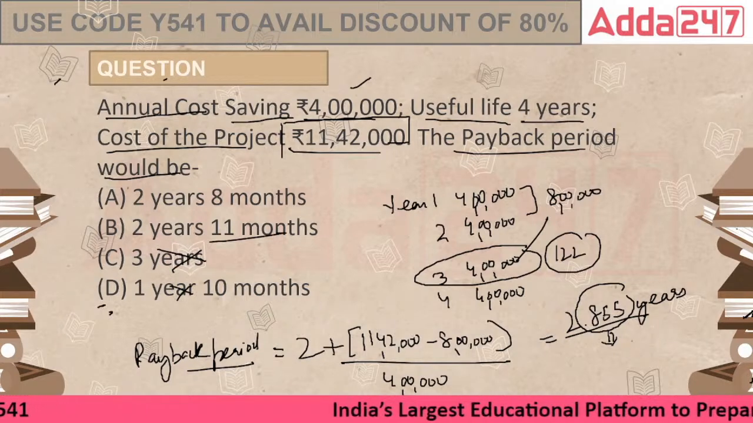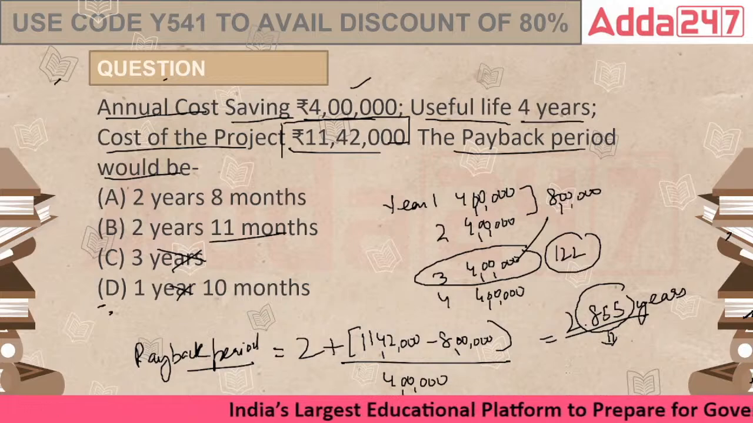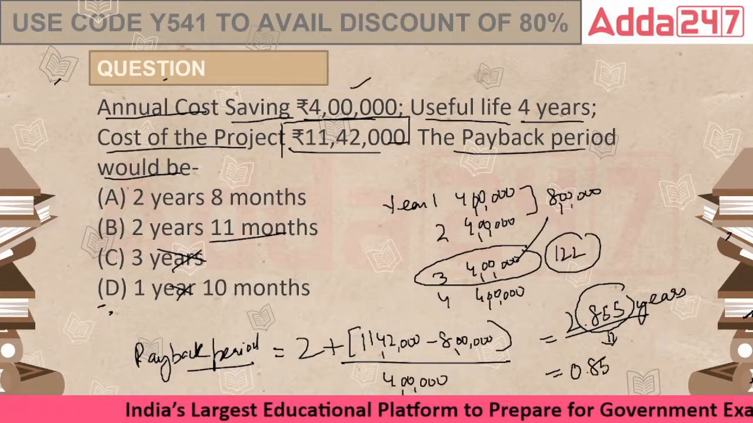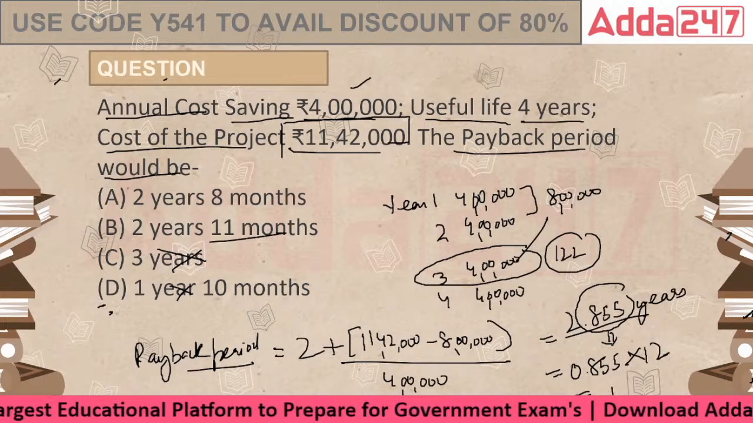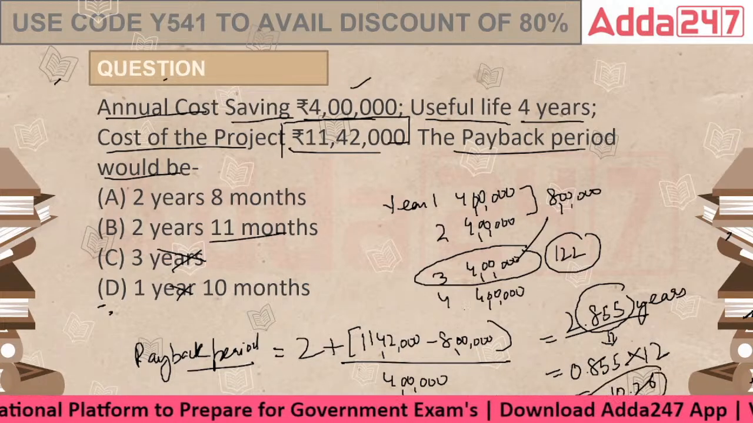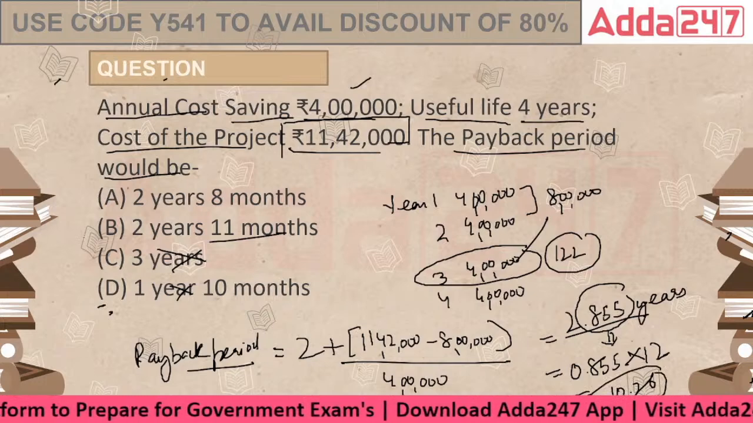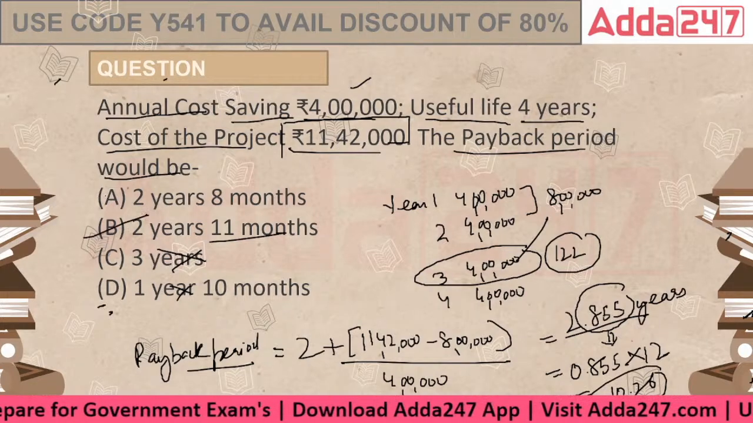2.8 months or 2.11 months? The value, they're now converting this 0.855 in 1 year. How many months are there? We have 12 months. So the value will be 10.26 months, so it would be near about 11 now. So the answer is B, not A.